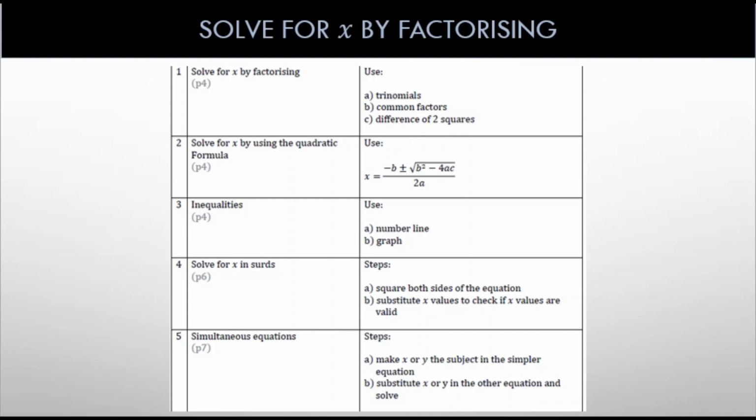The last type of question that forms a part of our quick wins is simultaneous equations, where we have to take the simpler equation and make one variable the subject of the formula, and then we substitute into the next equation and then we find our values. So that is it with quick wins algebra.